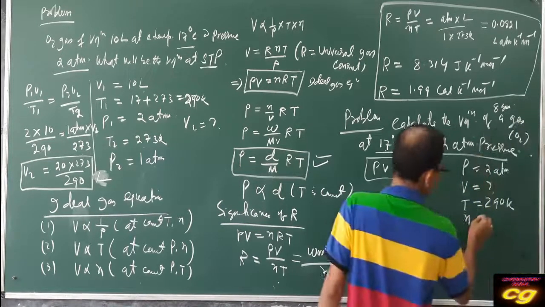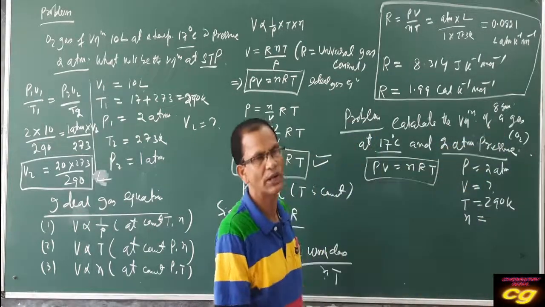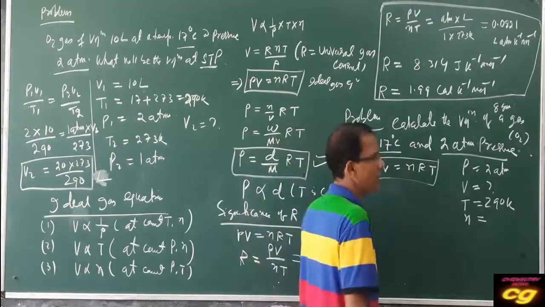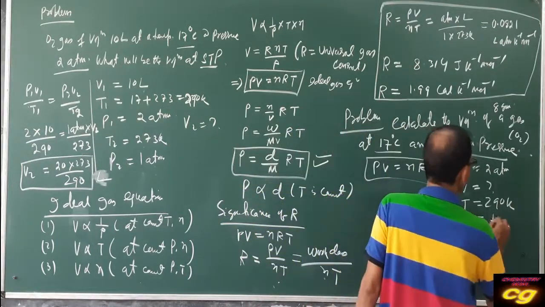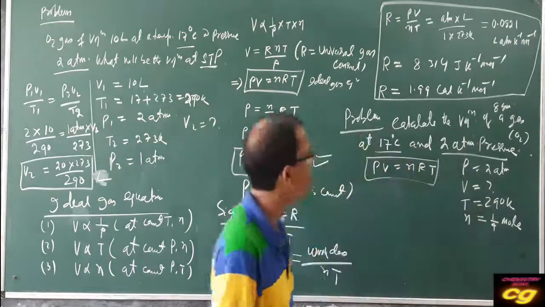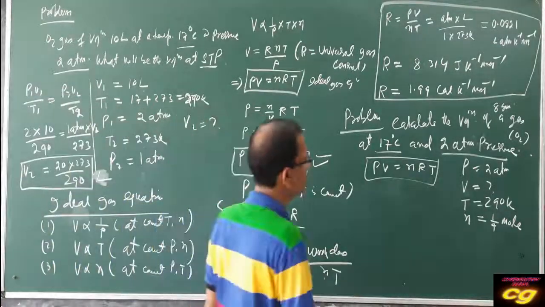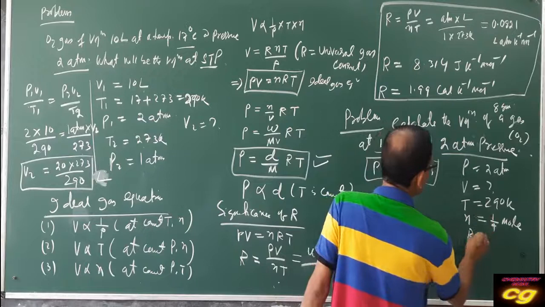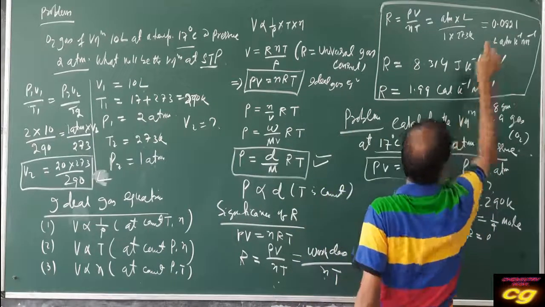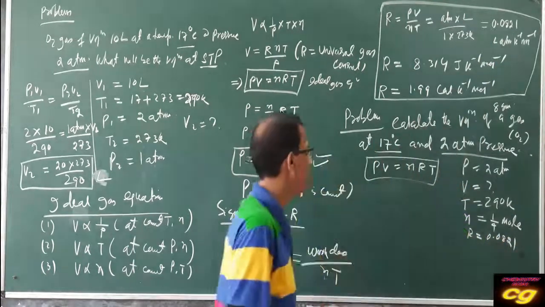Then n we can find. What is the value of n? 8 gram oxygen means how much? Oxygen molar mass is 32. 32 gram is 1 mole, so 8 gram is 8 by 32, that is 1 by 4 mole. n is equal to 1 by 4. So P, V, T, R values we already know. R is given in atmosphere, so this value will be used, 0.0821.